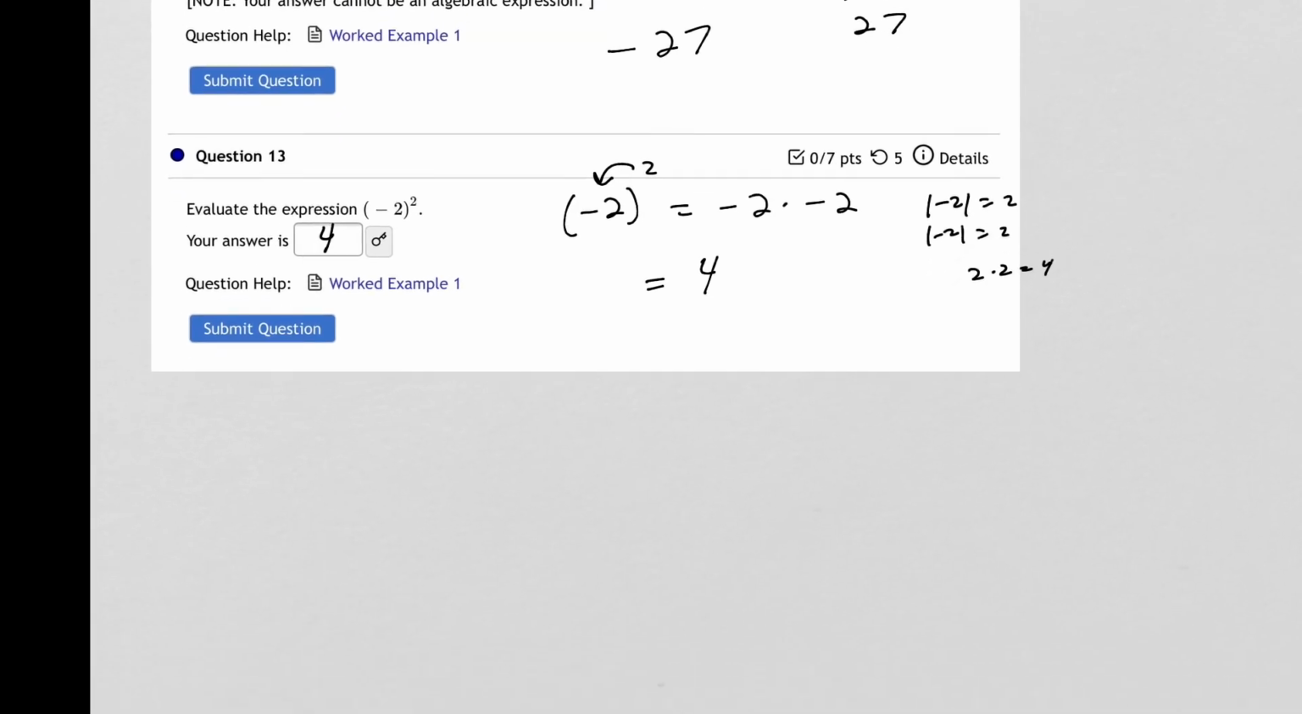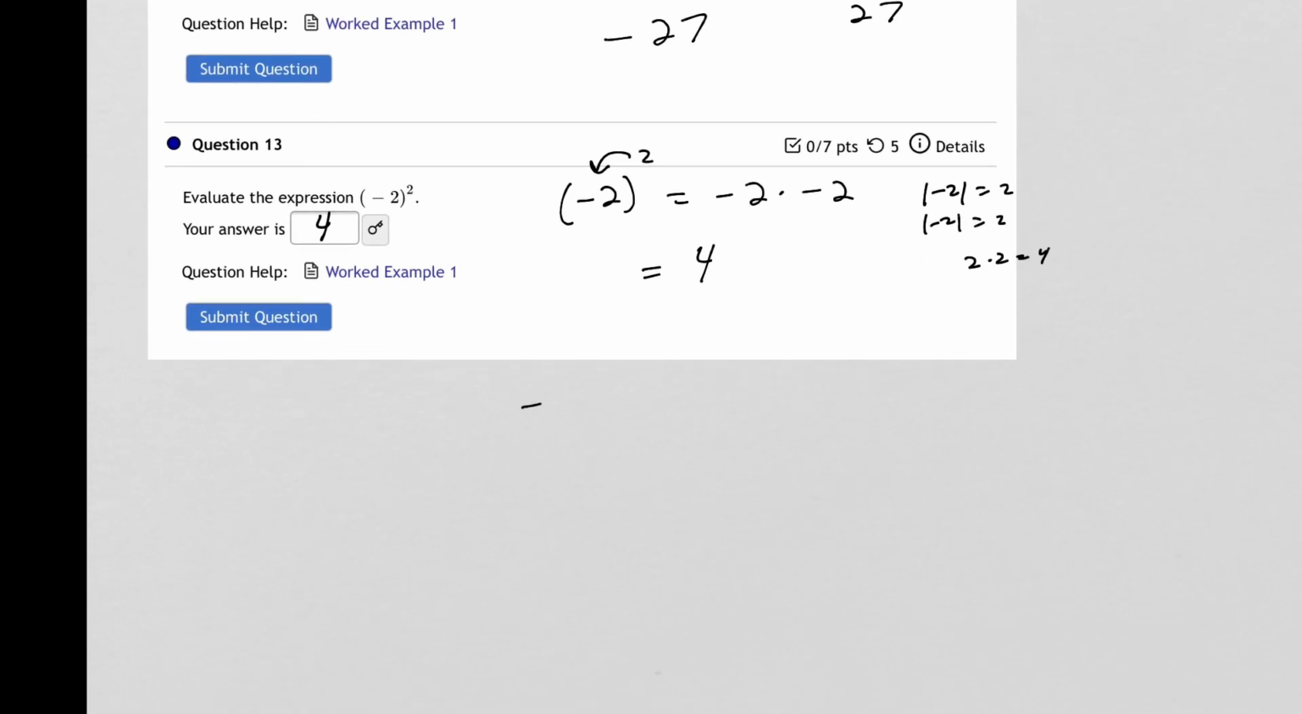What if we had this? What if we had negative 2 squared, without parentheses? That would be different, right? Because then the exponent here just acts on a 2. This we have to hold off, wait until later. 2 squared is just 4, and then I put that negative back in front. That would be negative 4.